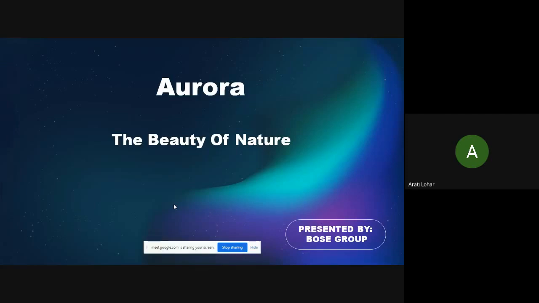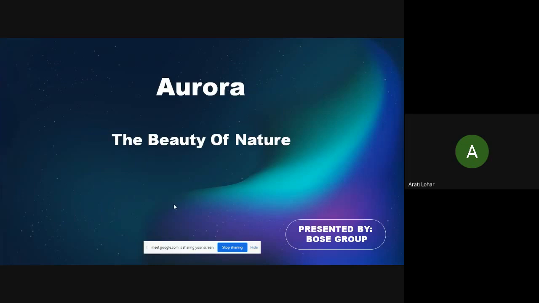The topic of our presentation is Aurora, the beauty of nature. Today, we are going to focus on certain subtopics like what actually Aurora is, how is this beautiful phenomenon caused, why are the light shows in the sky colorful, and furthermore.